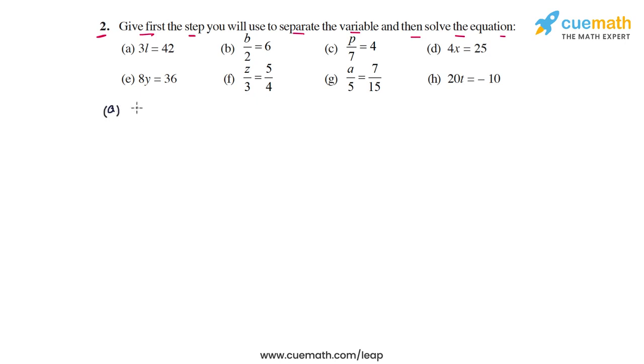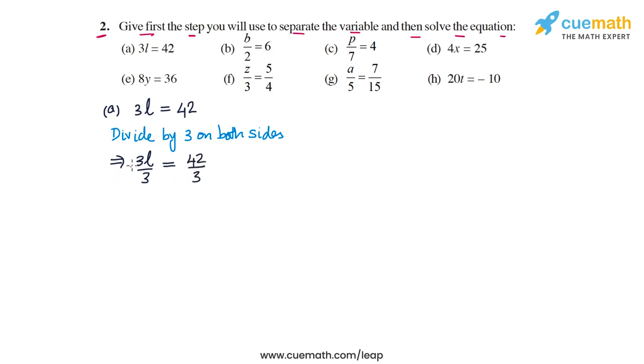In the first part, the equation is 3L is equal to 42. We need to separate L, so we will need to divide by 3 on both sides. So that's the first step. So divide by 3 on both sides, or divide both sides by 3. So what will happen? We will get 3L by 3 on the LHS, and on the RHS we will get 42 by 3. So these threes cancel out, and 42 by 3 is 14. So we get L is equal to 14. So the solution in part A is L is equal to 14.